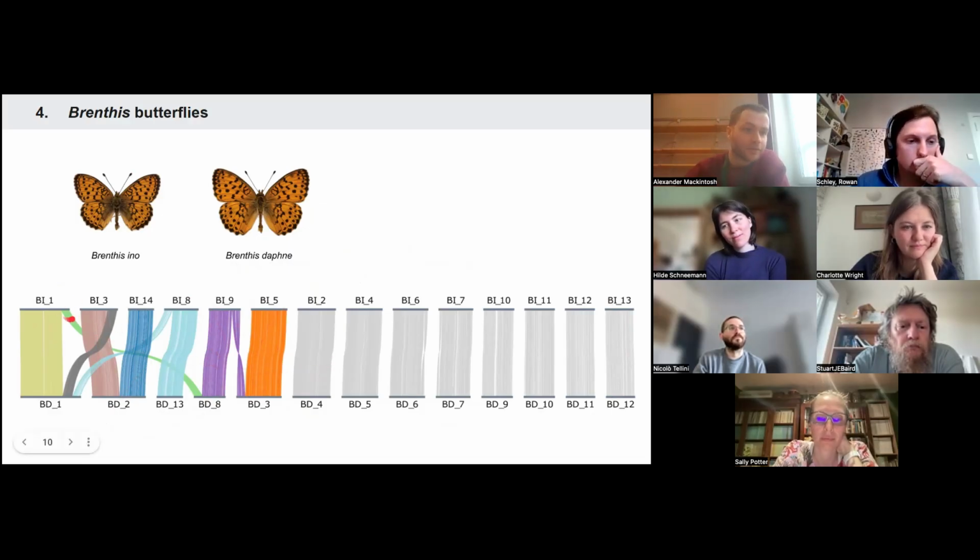As an example, we can follow this ancestral chromosome here, this small part that's fused to this Brenthis ino chromosome. And if we follow it over here, it's actually fused to a different chromosome in Brenthis daphne.